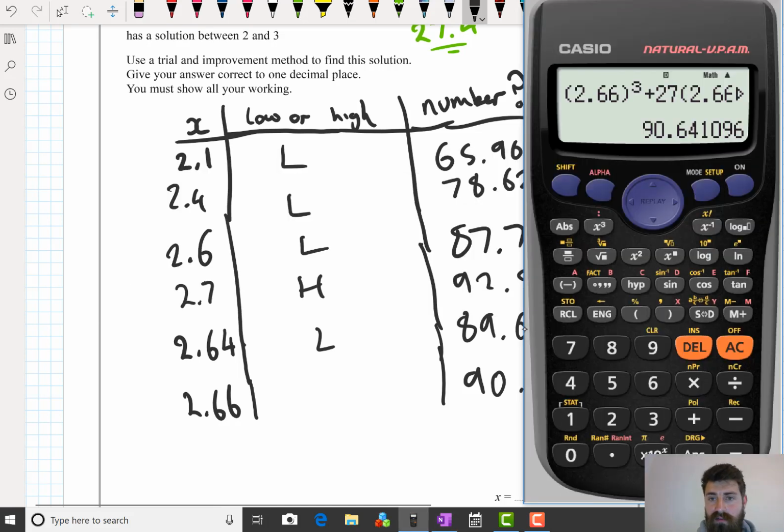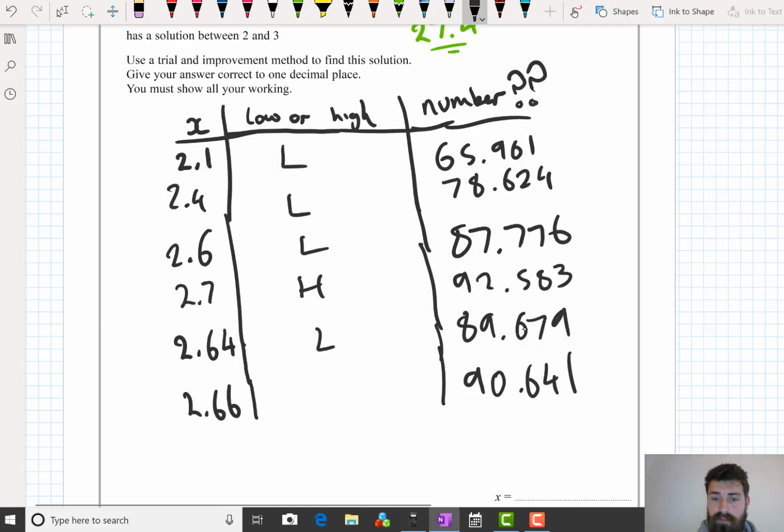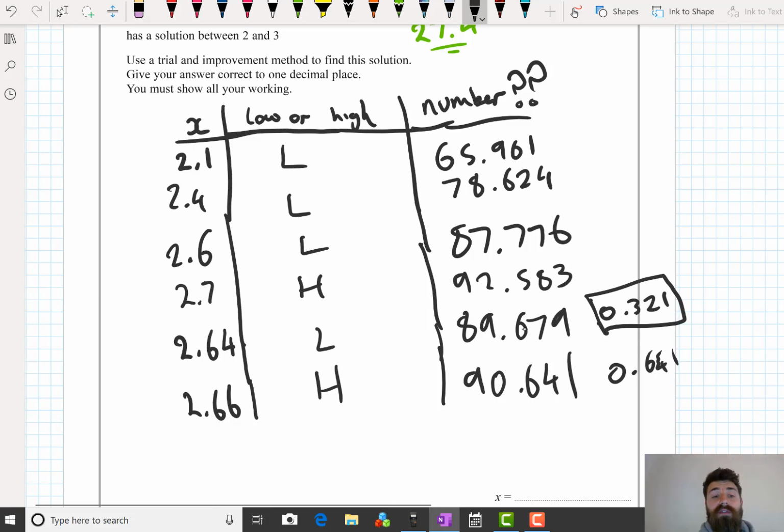Too high. Now, if you just have a look between 2.64 and 2.66, this one here, away from 90, is 0.321. You could just do 90 subtract if you want. And this one here, it's 0.641. You can see that this one is actually much closer to 90. 2.64 is, in fact. So 2.64 is closer to the answer 90 than 2.66 is.